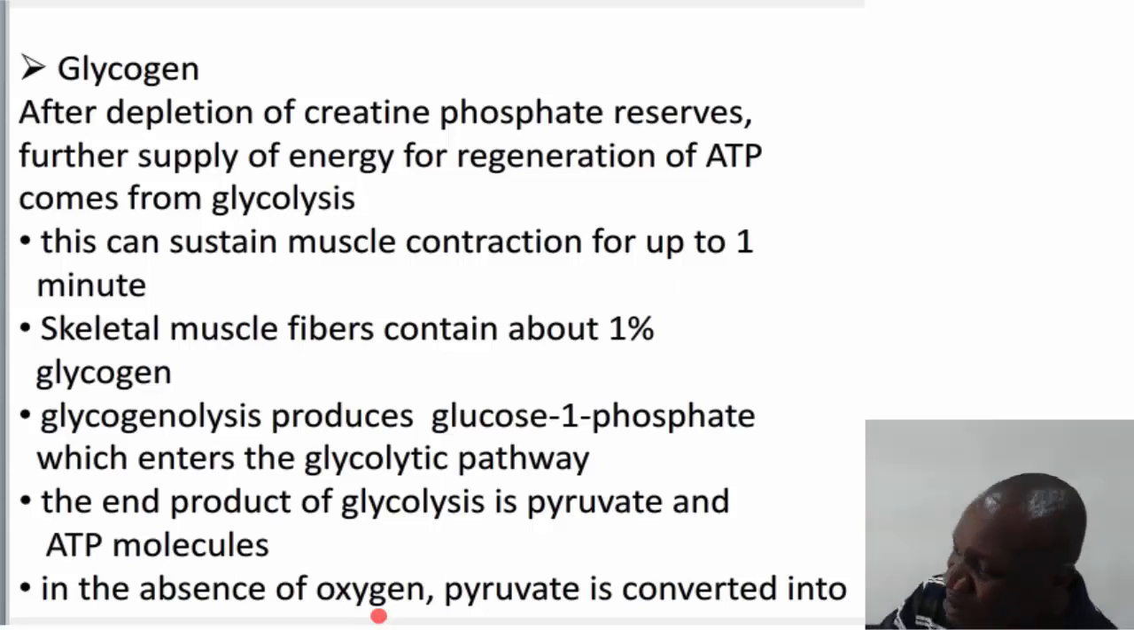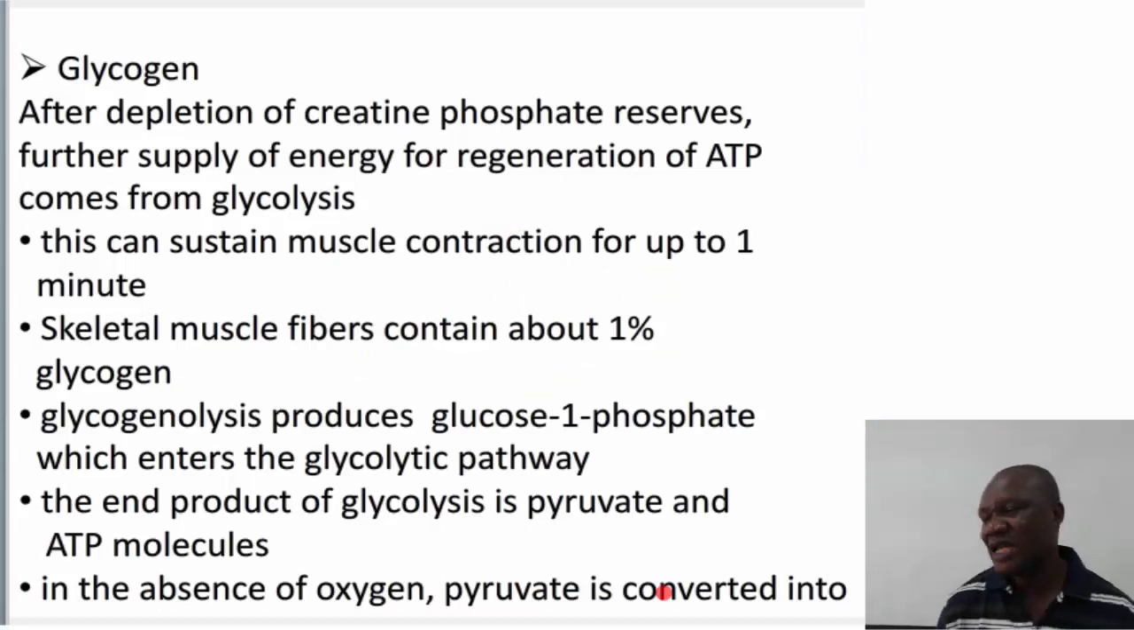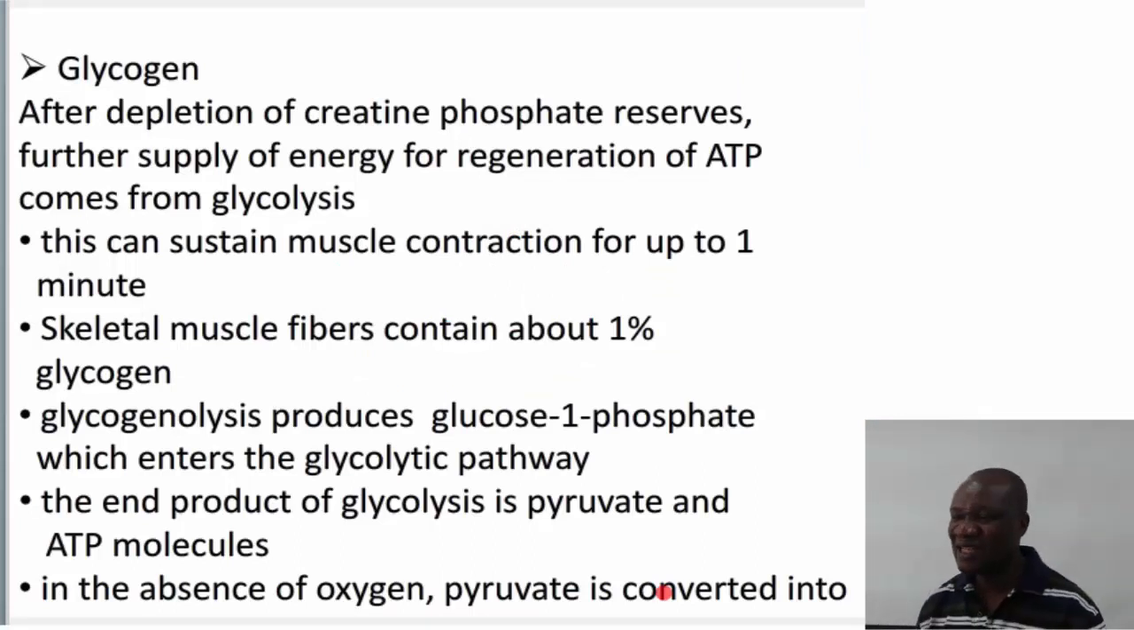Now, the next source of energy is from glycogen. In the muscle, we have stored glycogen. Now, glycogen is from glucose. When glucose is absorbed, it's stored mostly as glycogen, and about 1% of muscle is glycogen. So during activities, the glycogen is broken down, which is the process called glycogenolysis. The glycogen is broken down to produce glucose 1-phosphate, which goes into the glycolytic pathway.